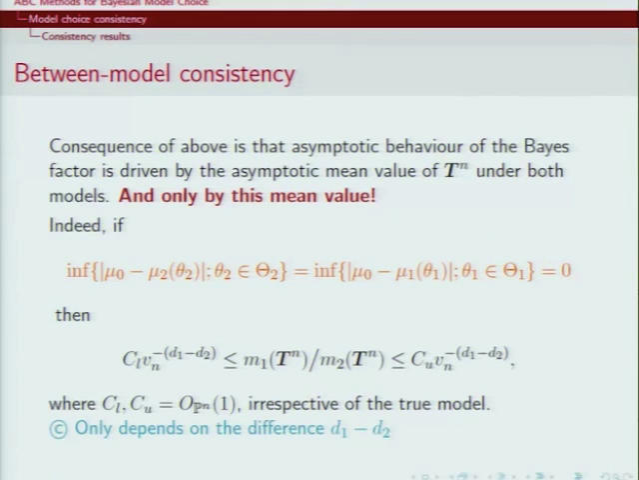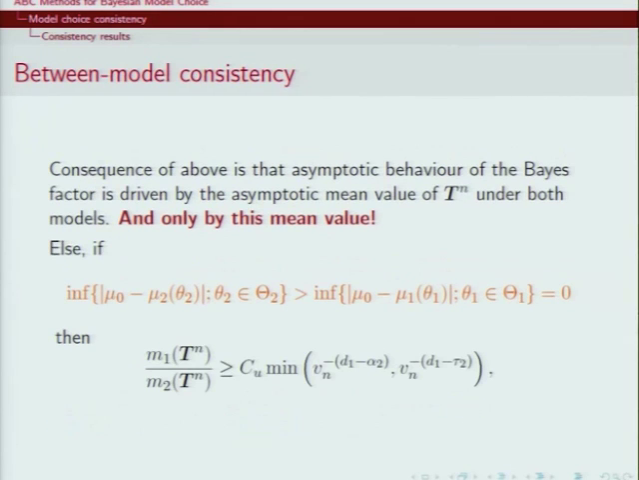So in the case where mu naught is within both ranges for both models, as was the case for y bar, for instance, in my example, then the ratio of the marginals, which is exactly the Bayes factor, behaves as Vn to the d1 minus d2. So it's only a battle of the respective sizes or dimensions of the models. It has nothing to do with the true model. Okay? So the smallest model will always win in that case. Okay? So it depends only on this difference.